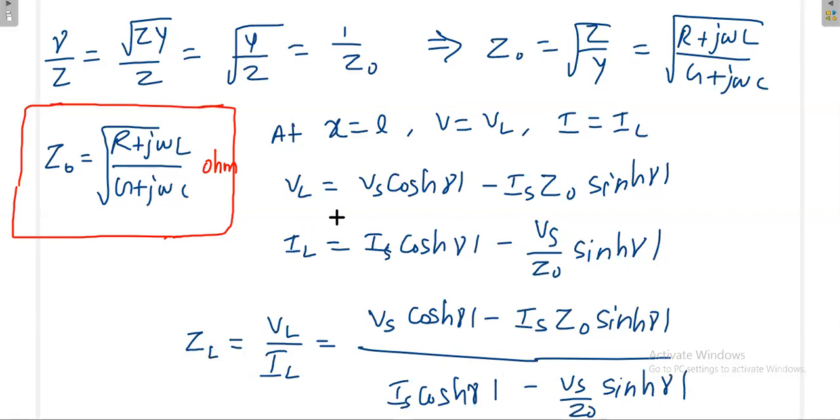Once you know voltage and current anywhere on the transmission line, then you can find out what is the impedance at that particular point. In future, we will do that actually. Now we are calculating the impedance only at the load. In future, you can calculate the impedance anywhere on the transmission line.